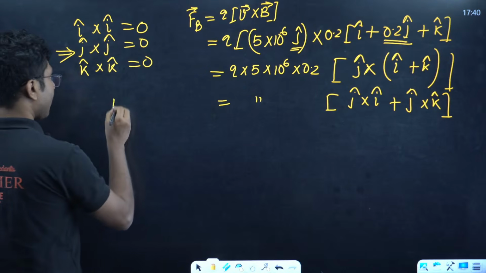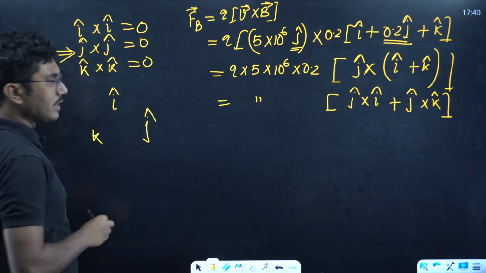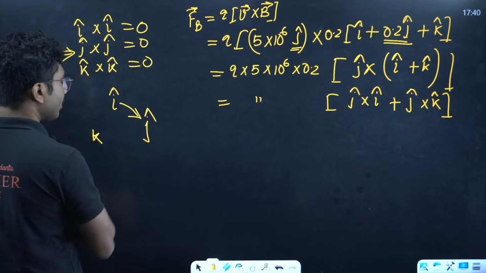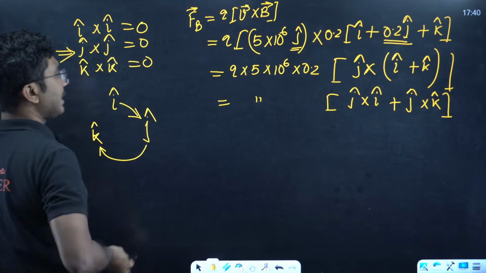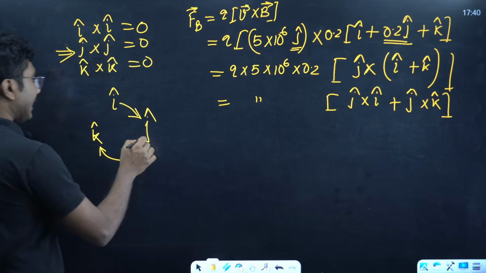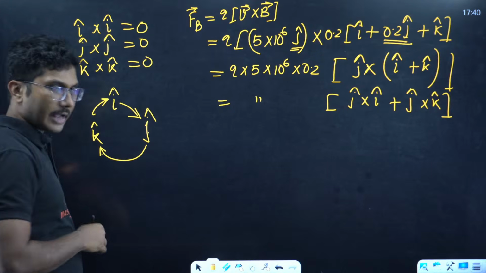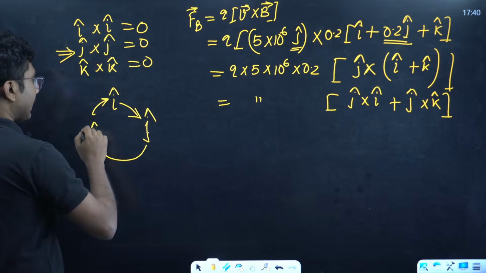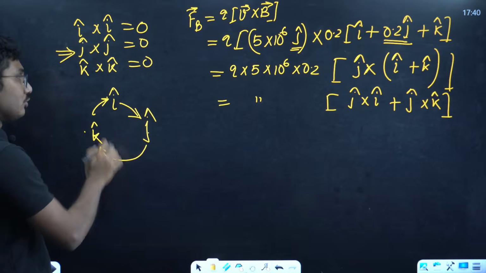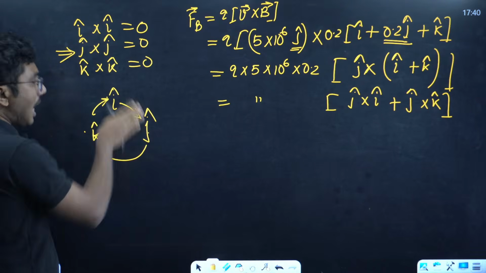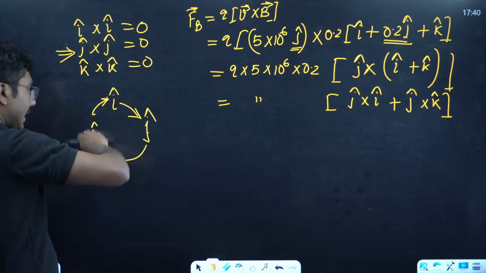So remember this: I, J, K, clockwise rule. If you are crossing I cross J, you get K. J cross K gives you I, and K cross I gives you J. So any cross between these always goes in the clockwise direction. I cross J is K, J cross K is I, K cross I is J.